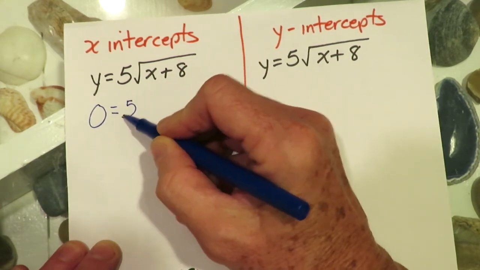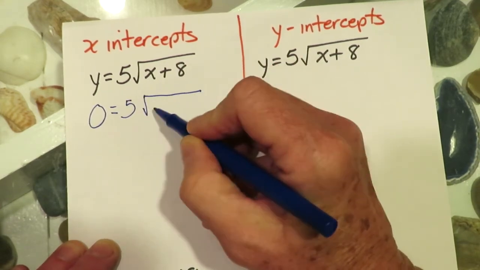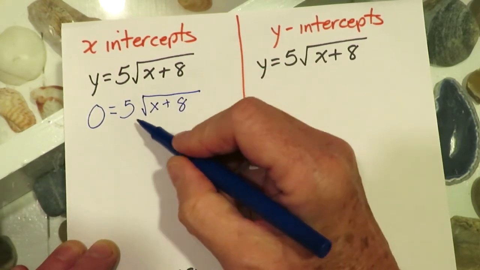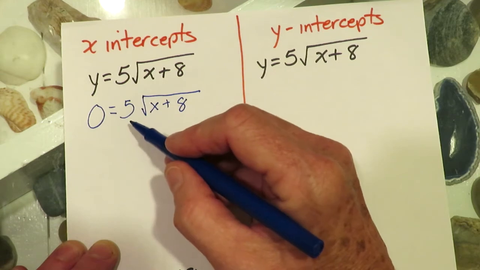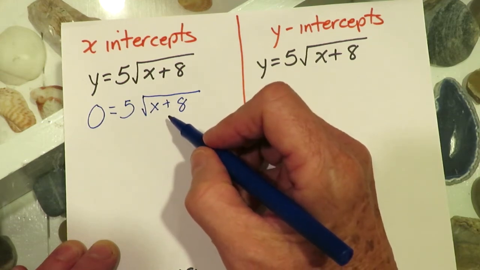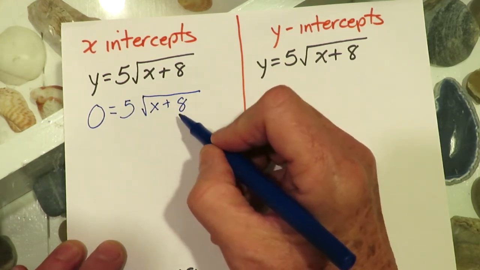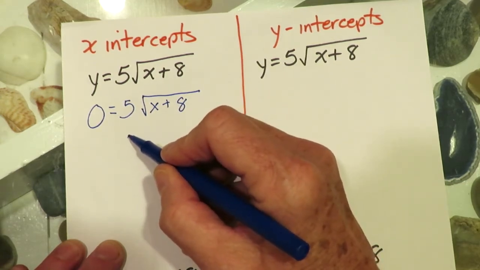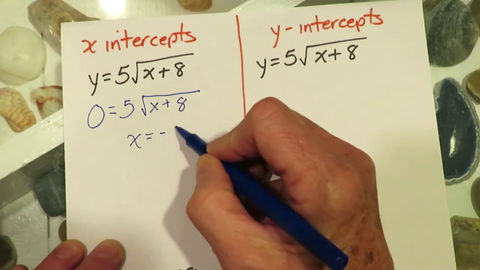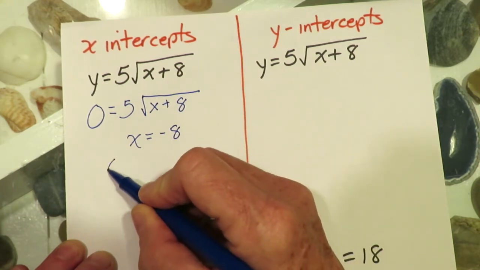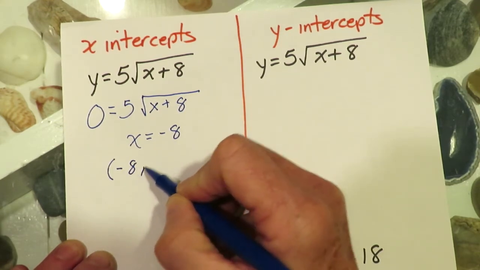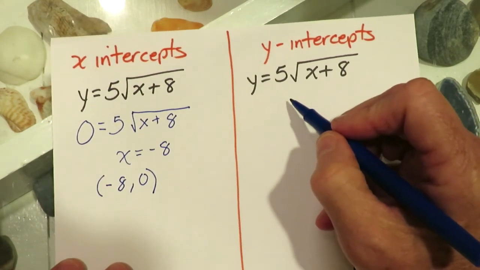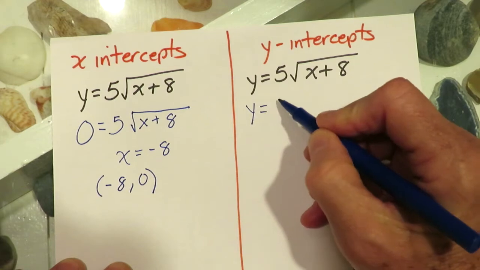And so if I put 0 in for y in this equation, in order to get 0, 5 is going to have to multiply 0, and the value that will make x plus 8 equal to 0 is -8. So x has to be -8, and so my x-intercept is (-8, 0).